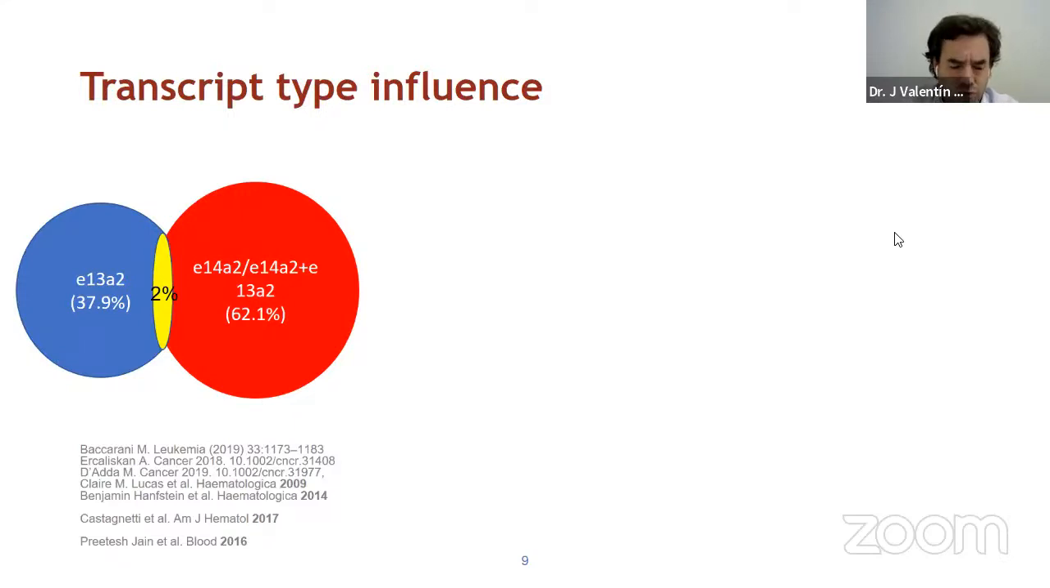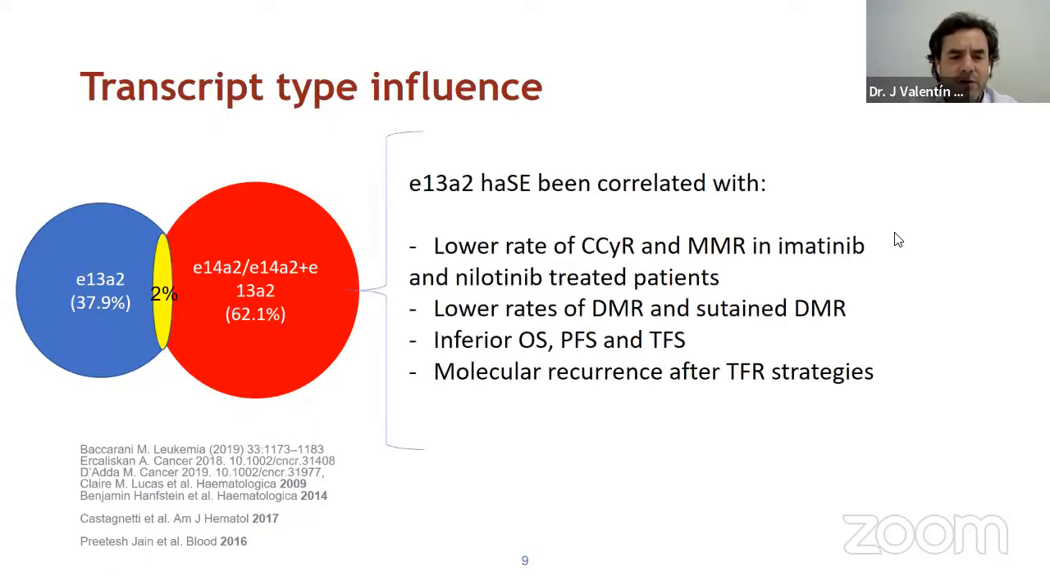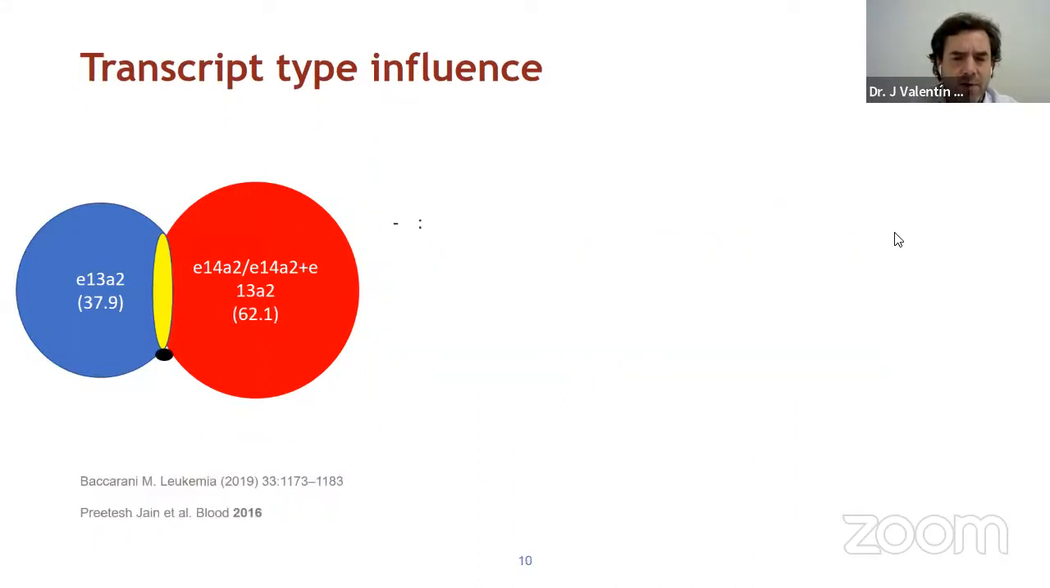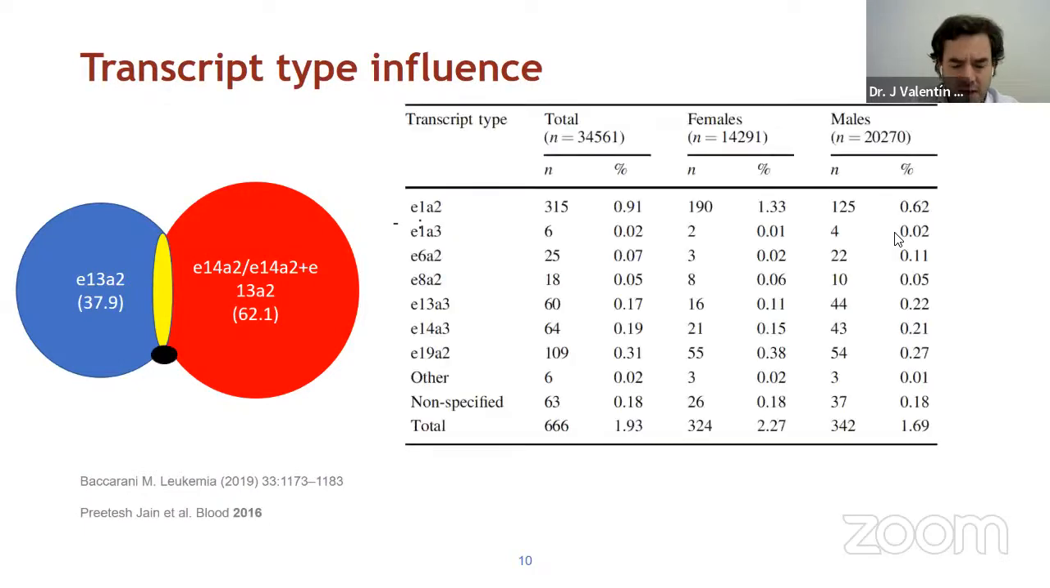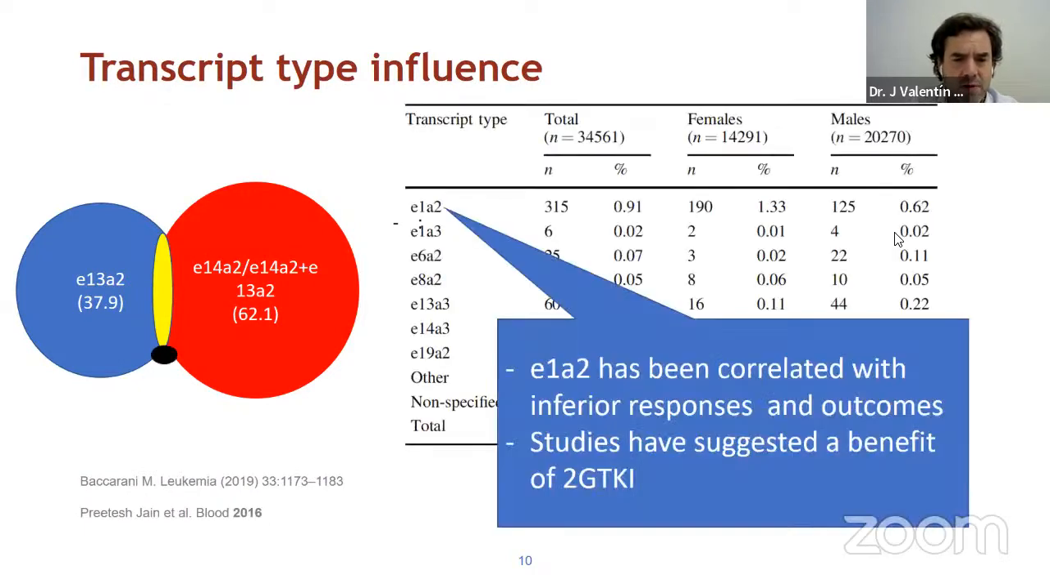However, there are around 2 to 3% of patients that may harbor what we commonly call a rare transcript. And this is important because these rare transcripts do have an impact on progression-free survival and also on overall survival, especially the one that is really very rare, the so-called P190, in which prognosis is diminished compared to progression-free survival and overall survival. And we also have data that these patients may benefit from the use of second-generation TKIs compared to imatinib.